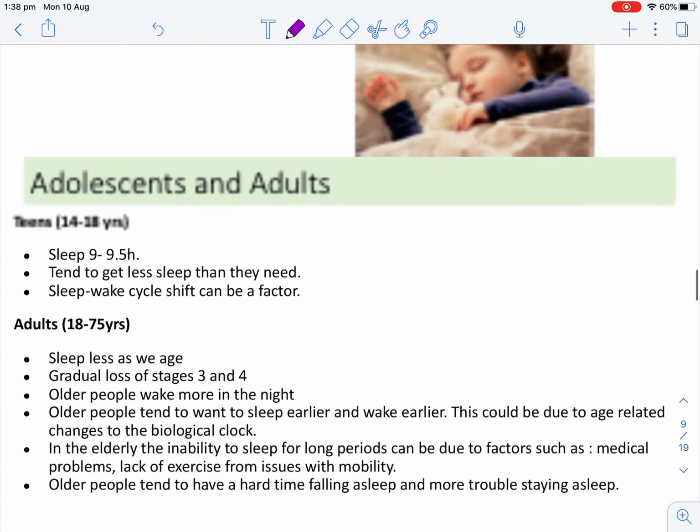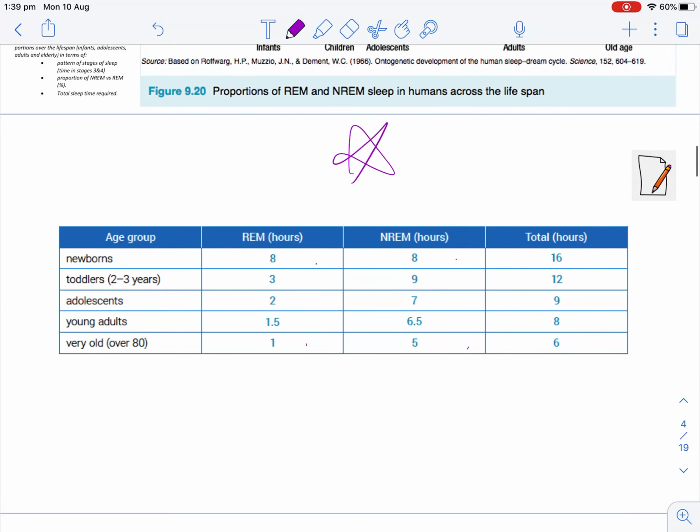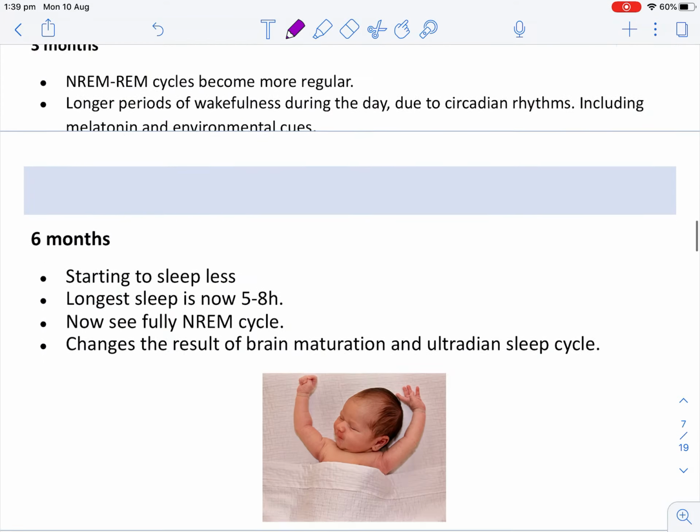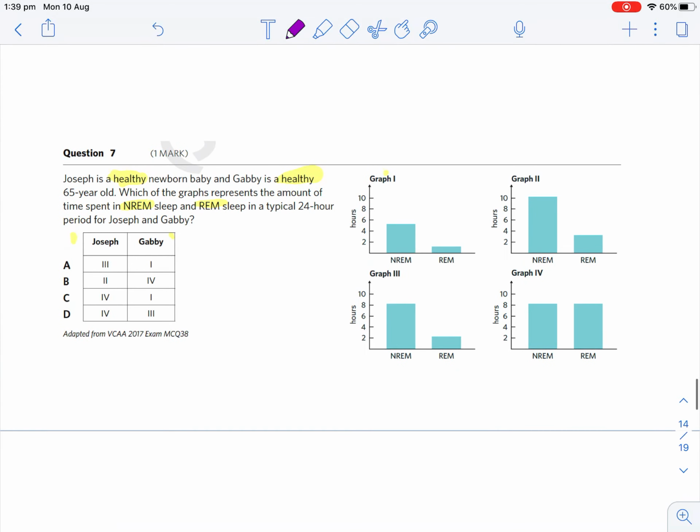So if we can scroll back and go back to your table, you need to know it by heart. So we're looking for 8 hours of sleep in REM and 8 hours in non-REM for baby Joseph, and 1 hour to 5 hours, so not as much, a little bit under that 20% of REM, for the elderly. So let's go back to here. So we're looking for healthy newborn baby 50-50, so 50% REM and 50% non-REM. So let's have a look at these graphs here.